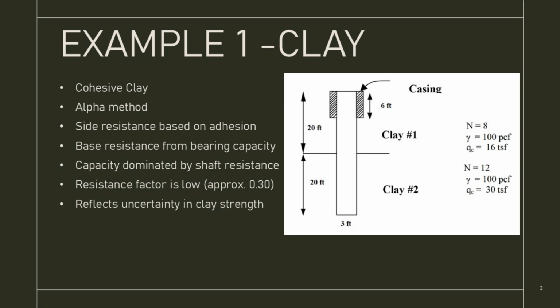Base resistance is calculated using traditional bearing capacity theory, but for large diameter shafts, that base resistance is often reduced. In this example, capacity is largely controlled by shaft resistance rather than end bearing. The resistance factor is relatively low, around 0.30, which reflects uncertainty in undrained strength variability, construction disturbance, and the sensitivity of clay to remolding.